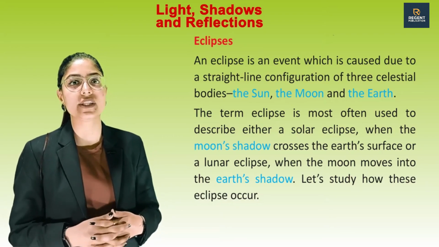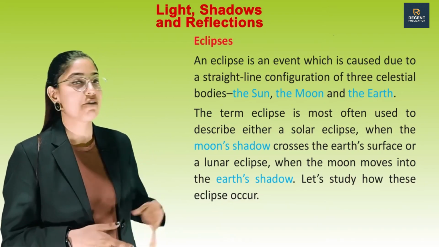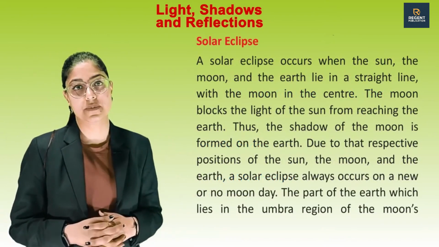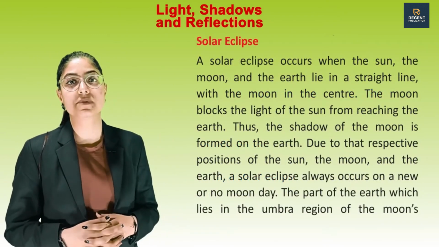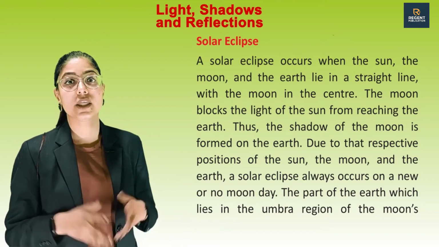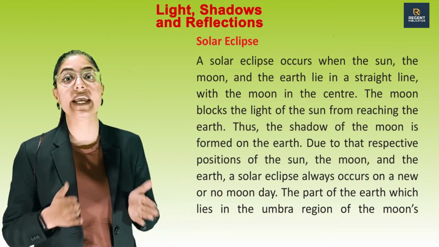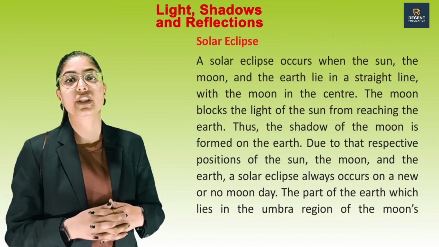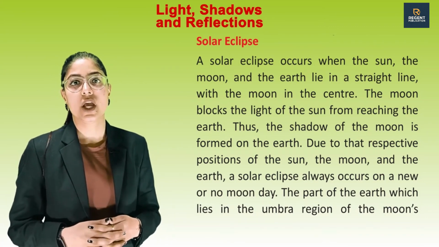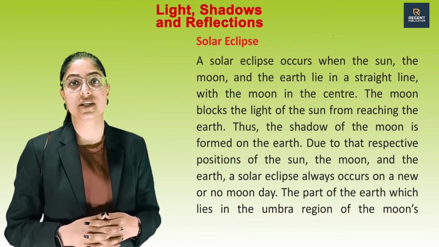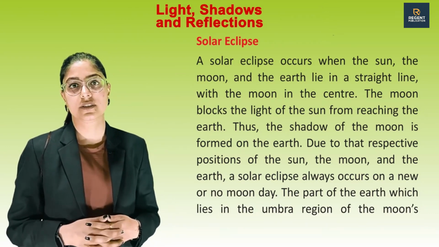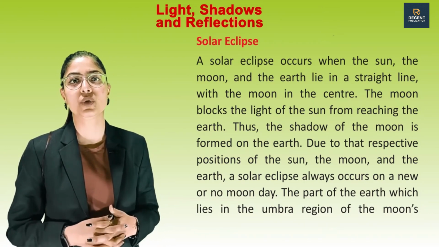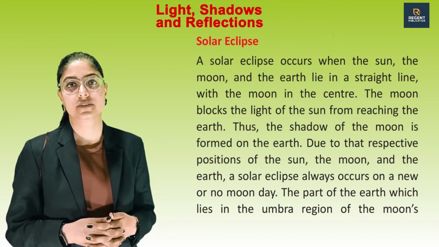Let's study how these eclipses occur. First one is solar eclipse. A solar eclipse occurs when the sun, the moon and the earth lie in a straight line with the moon in the center. The moon blocks the light of the sun from reaching the earth. Thus, the shadow of the moon is formed on the earth.